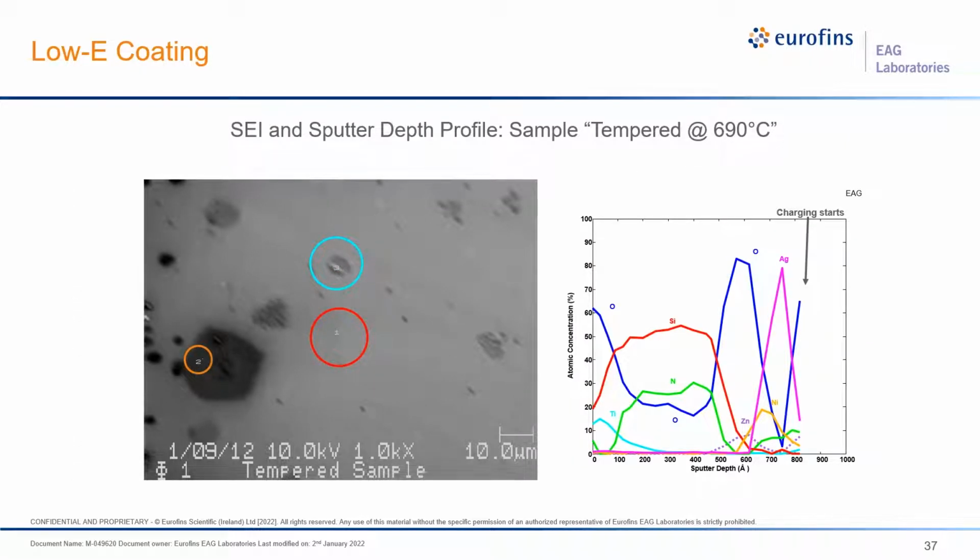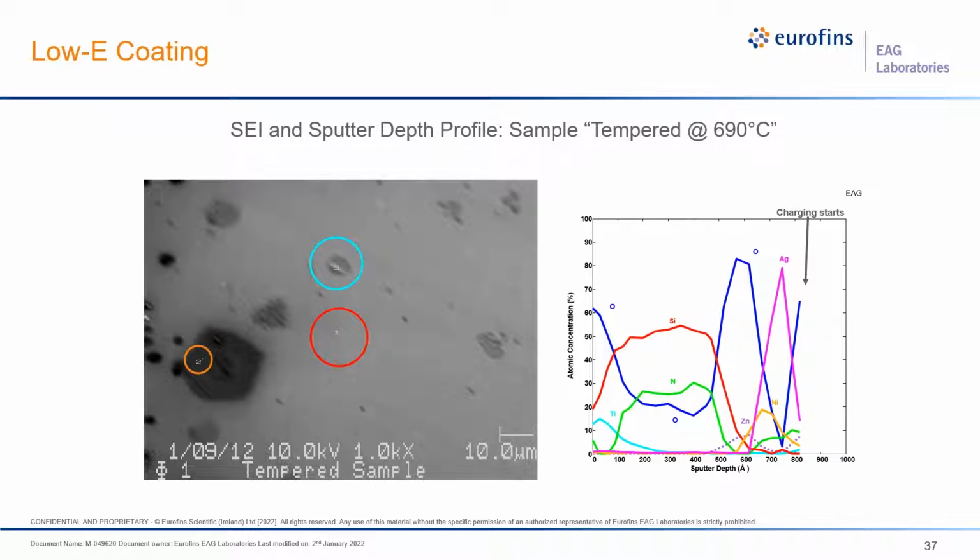This is the profile from the surface. We see that the surface was titanium oxide and silicon oxynitride containing layers, and we then go into a zinc oxide and then nickel layer, silver. Then once we break into the zinc oxide layer below the silver layer, the sample starts to charge up, and we stop the profiling.